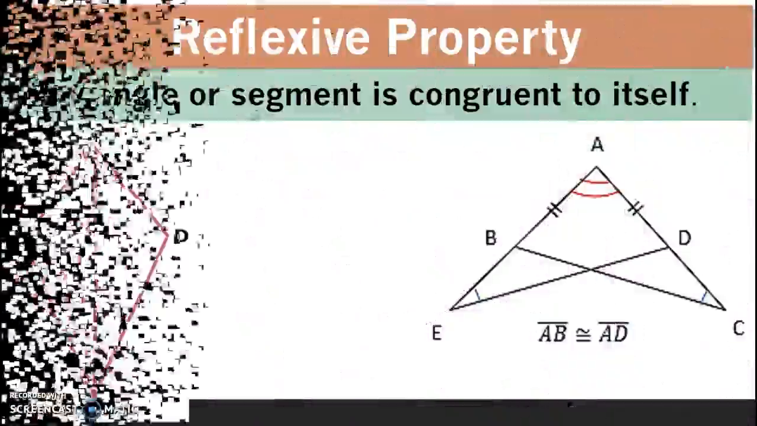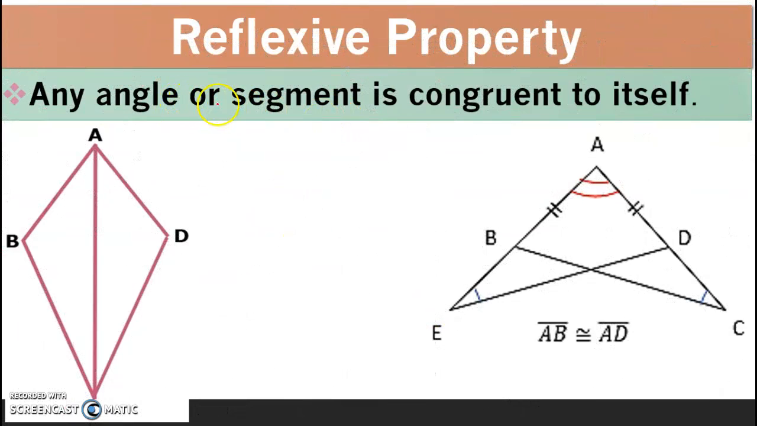A segment or an angle is congruent to itself. That is the reflexive property. You'll be needing that in a proof. Any angle or any segment is congruent to itself because it doesn't change. So here we have that reflexive line. AC is congruent to AC. Here we have a reflexive angle.